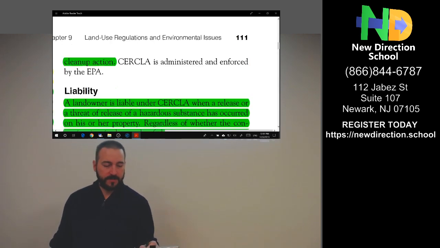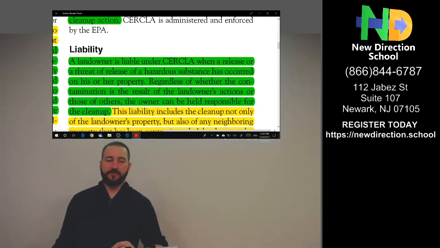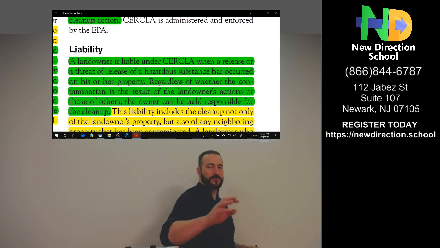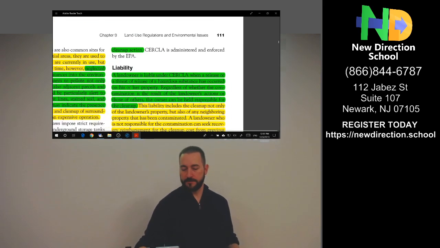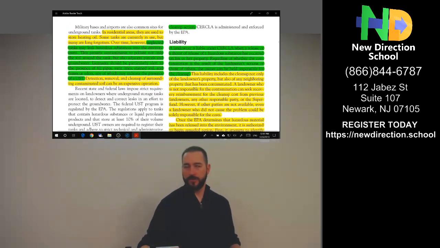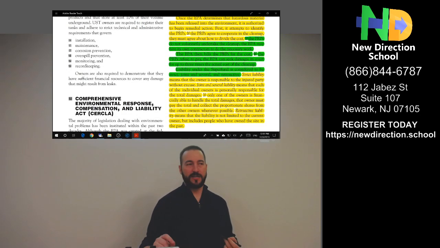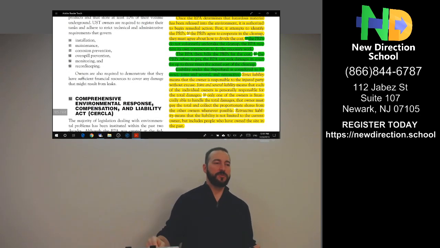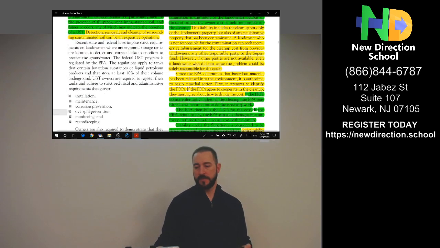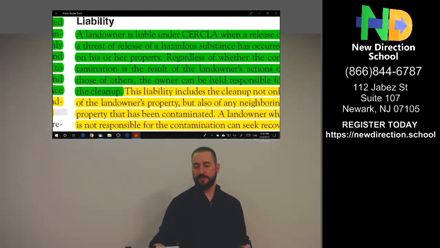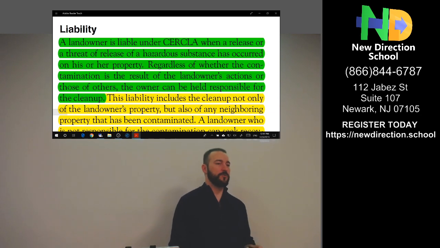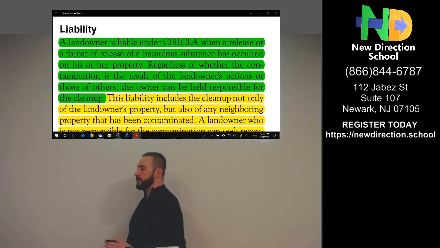Now, liability, highlight what's in green. It said that a landowner is liable. Sir, actually, do me a favor before we highlight what's in green. I want to show you here, so pay attention to the screen. We're going to highlight the whole section, so might as well put a box around it. Just put a box around the whole liability section, and then we highlight what's in green, okay?